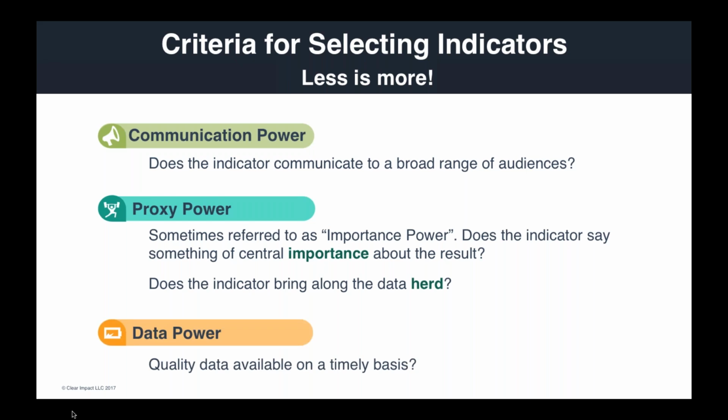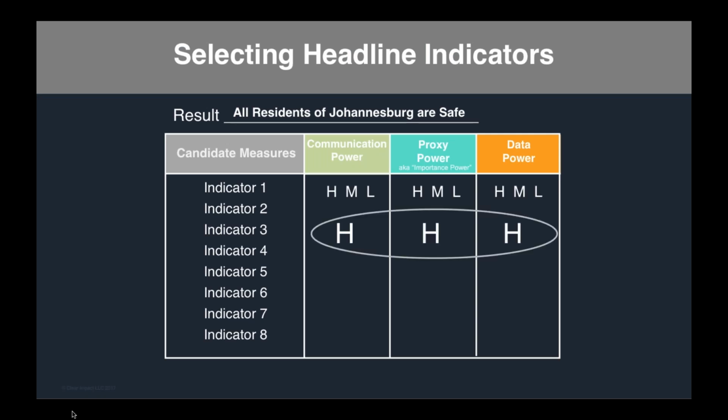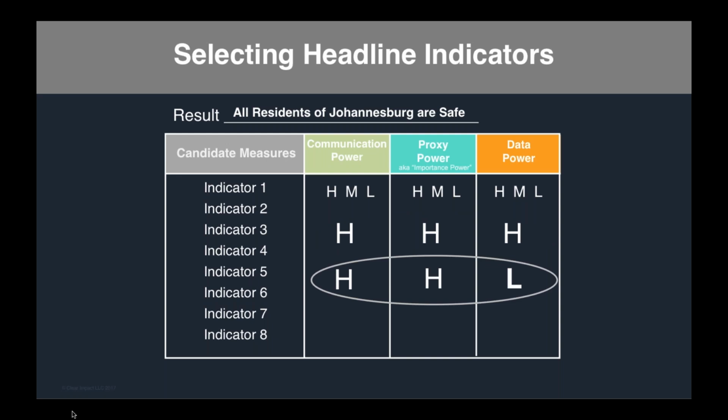Okay. Data power, just do we have quality data available on a timely basis for the particular population or subpopulation in the particular geographic area? Okay. Use those criteria. You list your candidate indicators. You rate them, of course, across those criteria. And if you get high on all 3, that's a candidate for a headline indicator. If you get low on data power, data aren't available, then that's the candidate for a data development agenda. Okay?